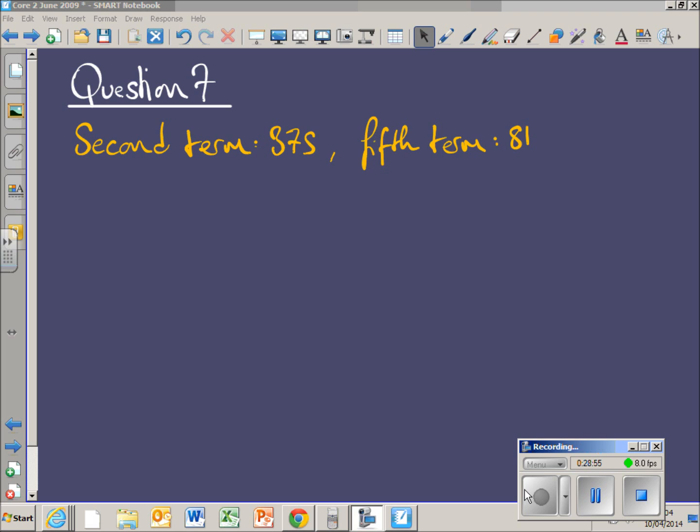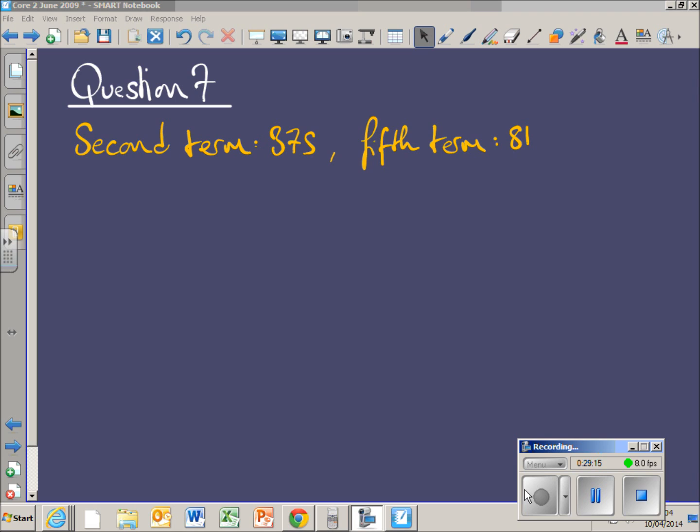Okay, for question 7, we're told the second term of a sequence and the fifth term, and it's a geometric series, which means it's getting multiplied by the same ratio every time. Is the sequence going up or down? Down. So what does that tell you about the r value? It's somewhere between 1 and -1.